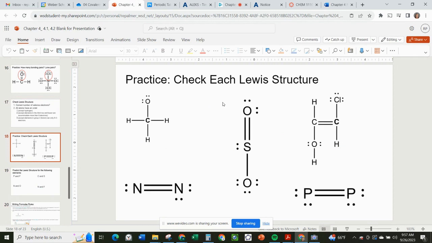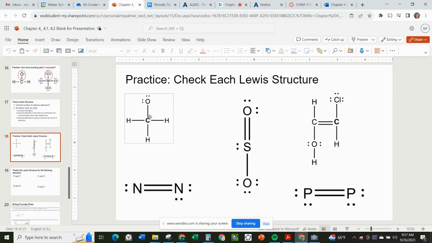Okay, so let's go ahead and look at these Lewis structures. The first thing that we're going to do is count: is the total number of valence electrons correct? And then we're going to check, does it have an octet? So let's look at this one. Carbon has 4 valence electrons, and then we have 1 each from hydrogen, hydrogen, hydrogen. So that would be 7. And then oxygen gives us 6 more. So that should be 13.